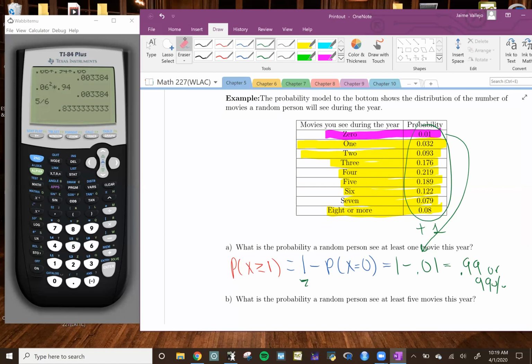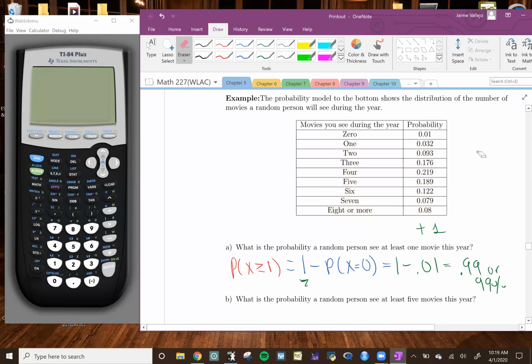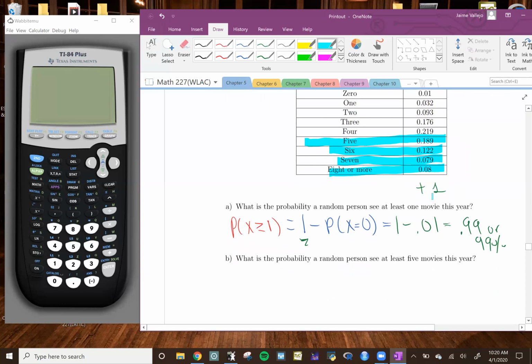So let's go ahead and do B. Let me get the eraser. All right, so if you look at B, it says, what is the probability a random person sees at least 5 movies this year? So for at least 5 movies, we want 5, we want 6, we want 7, we want 8 or more. So let me just scroll this down. And we're going to do the probability that x is greater than or equal to 5.